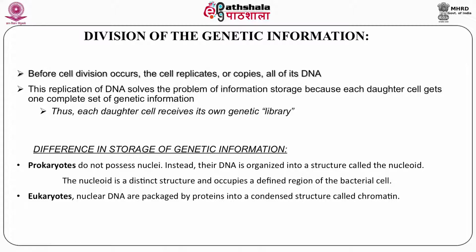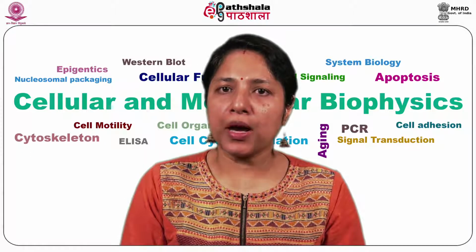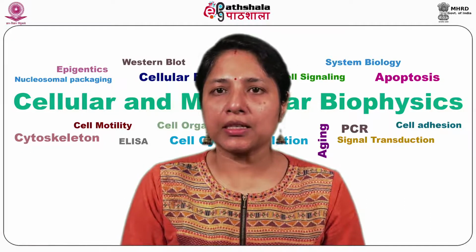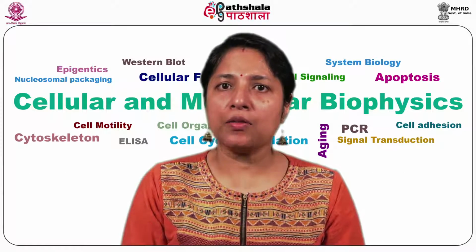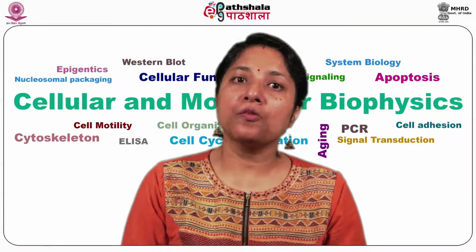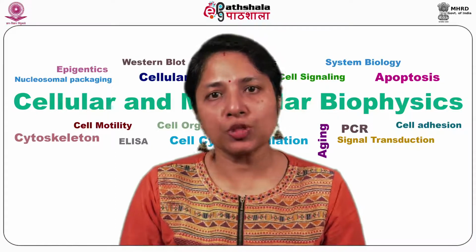Difference in packaging of the genetic material between prokaryotes and eukaryotes. Prokaryotes do not possess nuclei. Instead, their DNA is organized into a structure called the nucleoid. The nucleoid is a distinct structure and occupies a defined region of the bacterial cell. This structure is, however, dynamic and is maintained and remodeled by the actions of a range of histone-like proteins which associate with the bacterial chromosome.